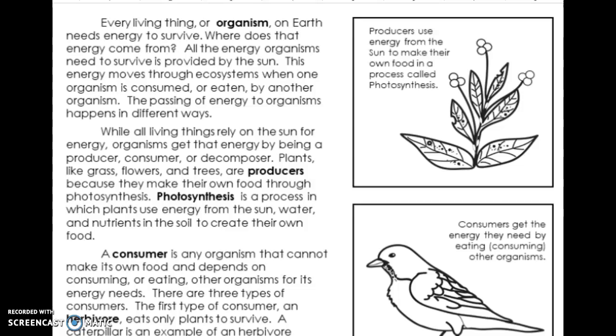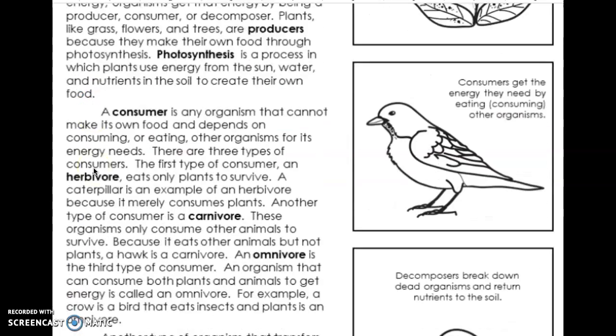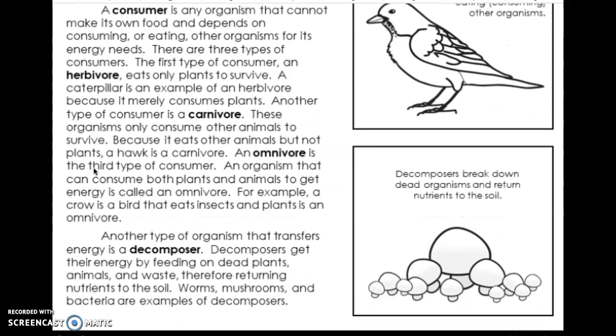Second paragraph. While all living things rely on the sun for energy, organisms get energy by being a producer, consumer, or a decomposer. Plants like grass, flowers, and trees are producers because they make their own food through photosynthesis. Photosynthesis is a process in which plants use energy from the sun, water, and nutrients in the soil to create their own food.